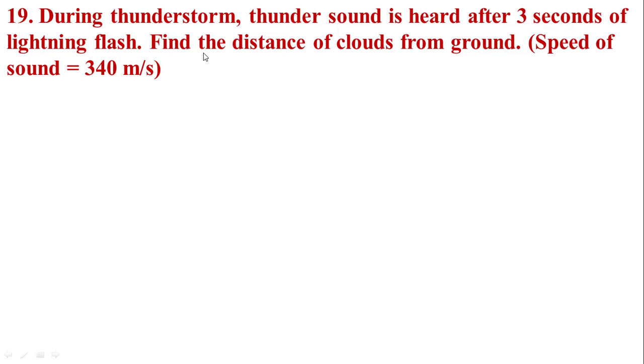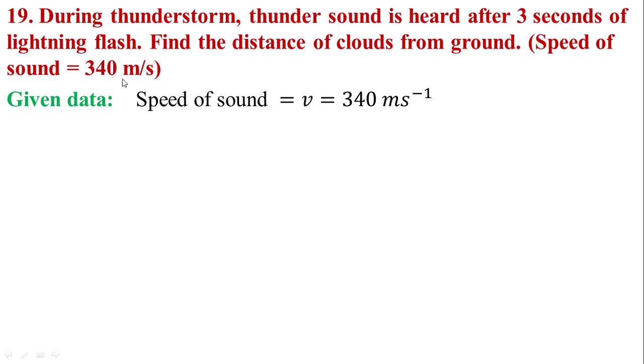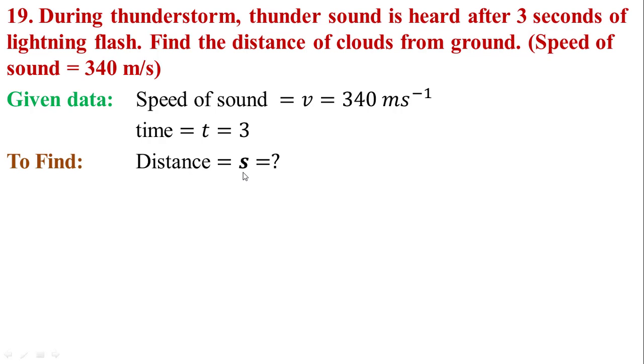Now in question number 19, during a thunderstorm, thunder sound is heard 3 seconds after the lightning flash. Find the distance of the cloud from the ground. Here the speed of sound is 340 meter per second. Using the given data, speed of sound V is equal to 340 meter per second and time t is equal to 3 seconds. Now we have to find the distance s, which is equal to question mark.